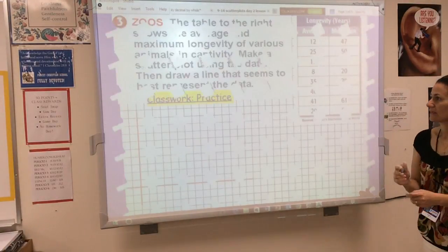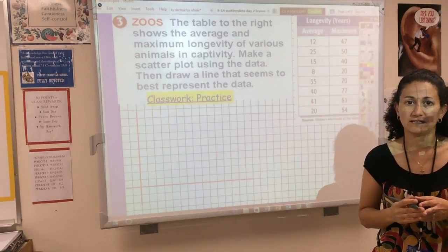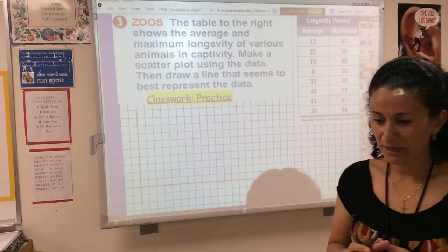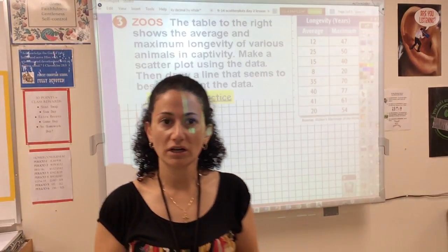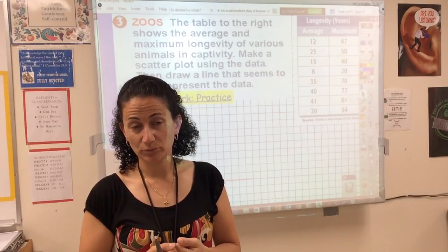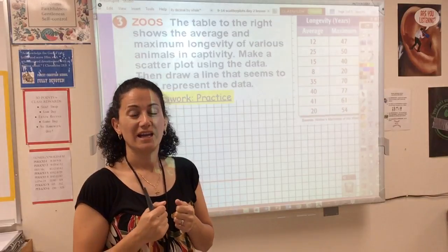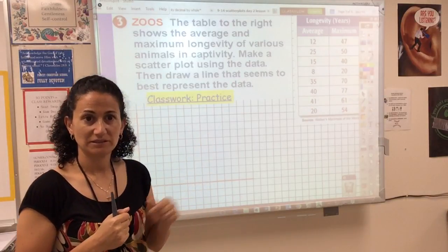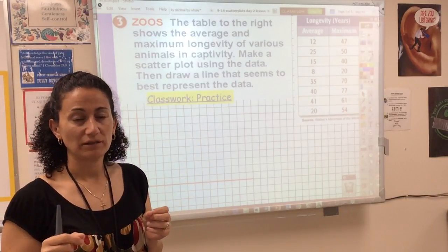So what I'd like you to do for this is take out a piece of graph paper, and I'd like you to construct a scatter plot with me. So your notes that you'll bring to class tomorrow will have this completed scatter plot. I'm just going to make it right along with me.